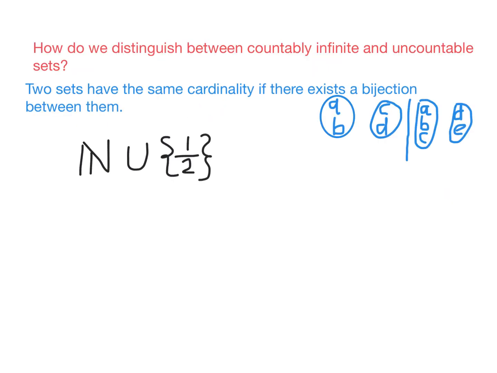So if we have infinite sets, how do we decide whether they're countable or not countable? We're going to use this rule here. Two sets have the same cardinality if there exists a bijection between them. So here we have two sets with cardinality 2. We can easily come up with a bijection like this. This is a bijective function. It's onto, it's 1-to-1.